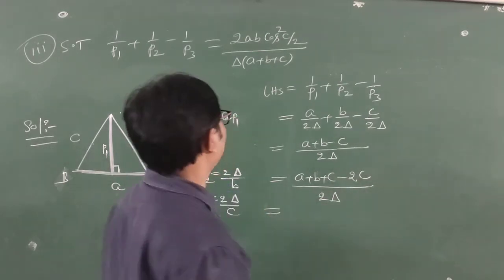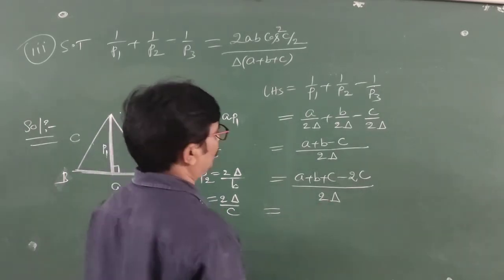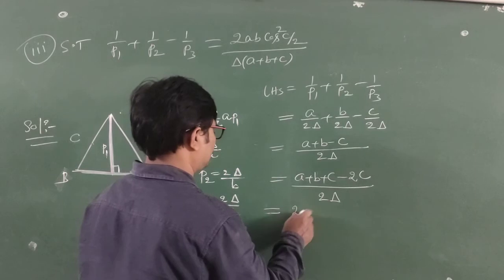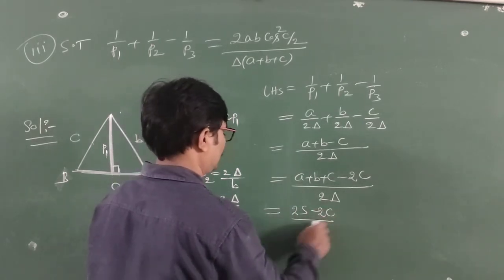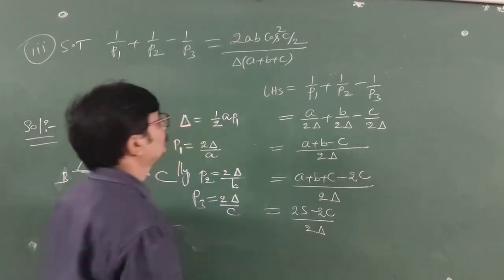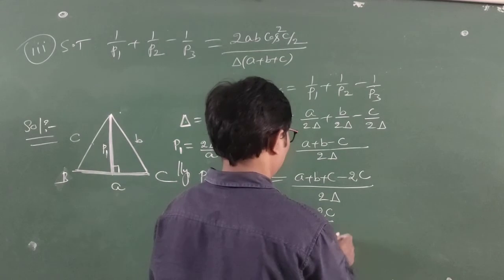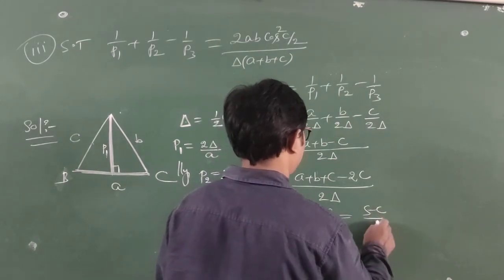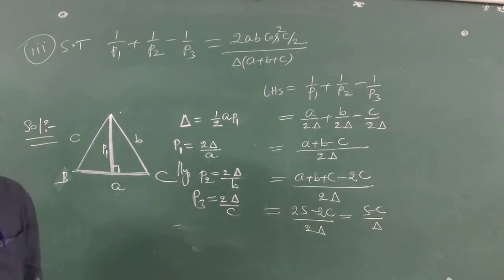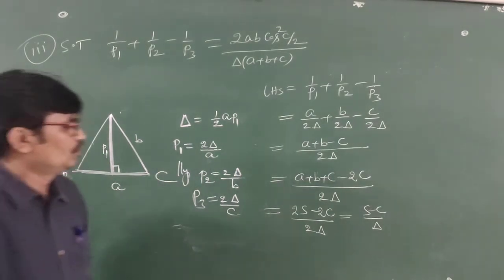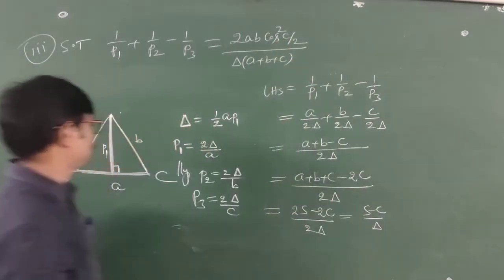So how to write a plus b plus c? It is 2s. Okay, 2s minus 2c by 2 delta. Dear students, what is common here? So s minus c by delta. What is it, students? s minus c by delta. Everybody knows that we have to know that s into, here, is 2ab cos square C by 2.